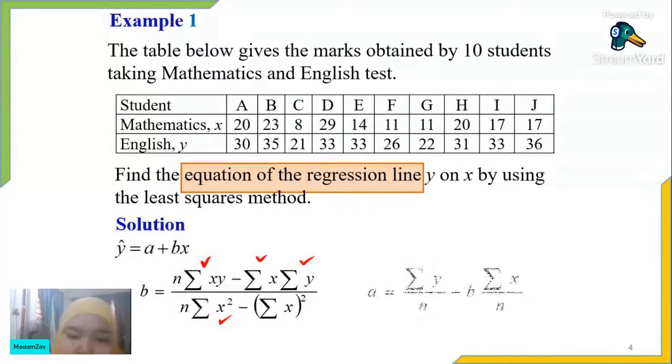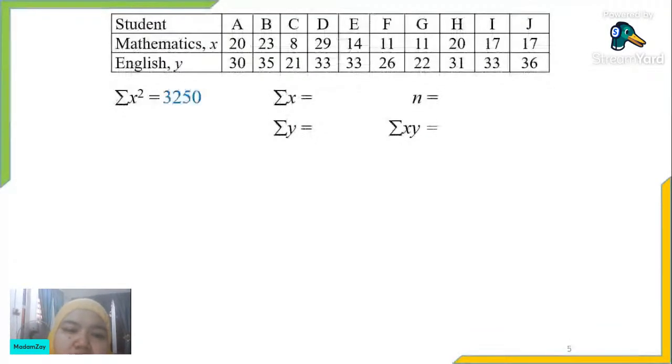The next one is to find a, which uses summation of y over n. This is y bar, so we use the formula of average. y bar is the average, the same thing as mean, so we use summation of y divided by the total frequency, which is n. And also x bar, the average for x, is summation of x divided by n. Now what we need to find is summation of xy, summation of x, summation of y, summation of x square, and n.